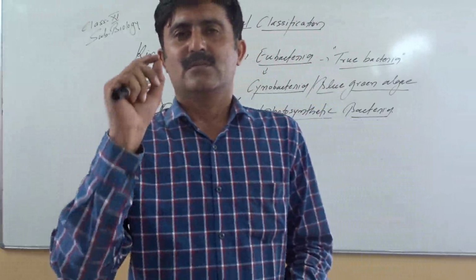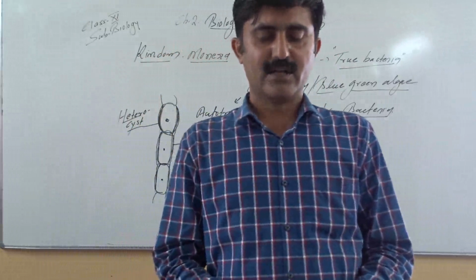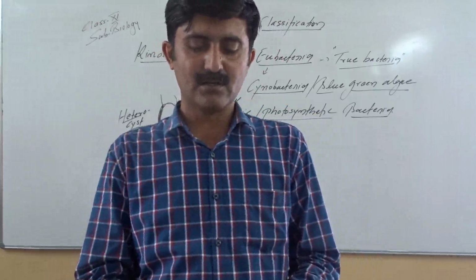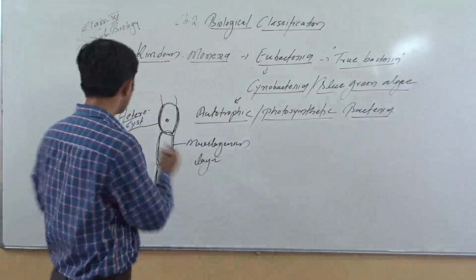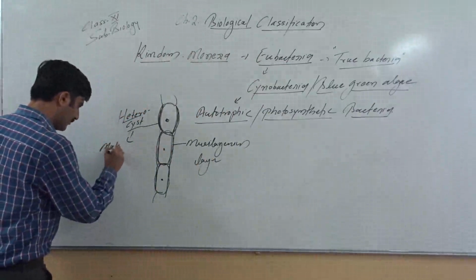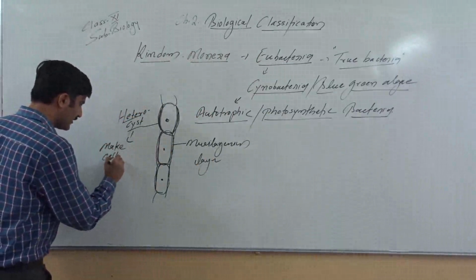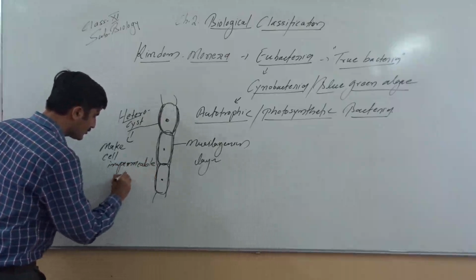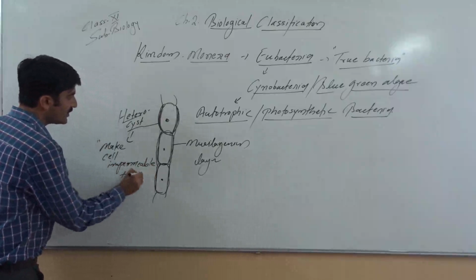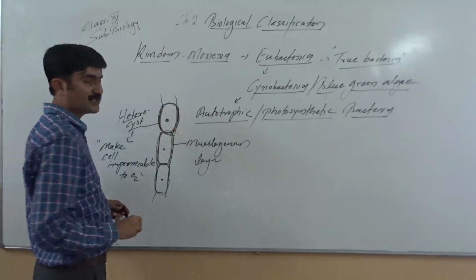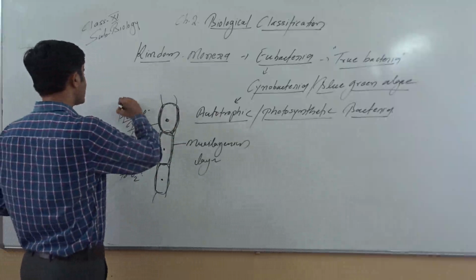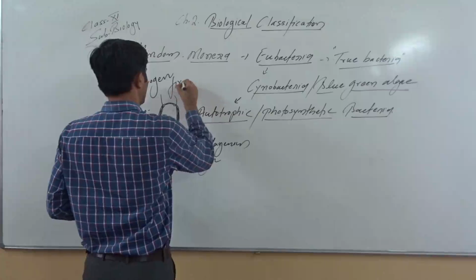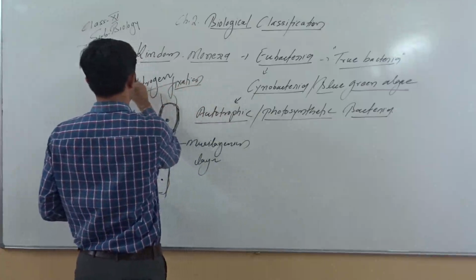because nitrogen fixation requires anaerobic conditions, and heterocysts provide anaerobic conditions. The thick cell wall makes the cell impermeable to oxygen. So they provide anaerobic conditions, and there is the presence of certain enzymes, nitrogenase enzymes, which help in nitrogen fixation.